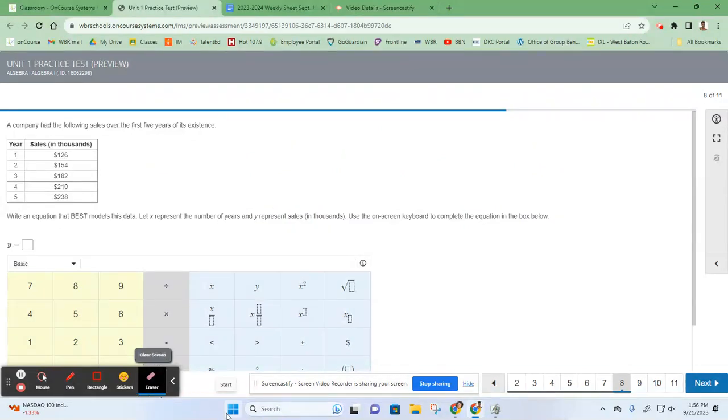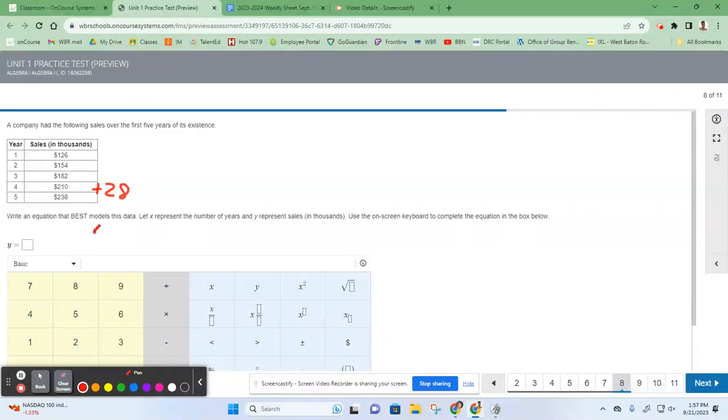All right, next problem. A company has the following sales over the first 5 years of its existence. The years and the sales in thousands. So I want to see how it's changing. So it looks like it's going up probably by the same amount each time. And I'm going to use two of the easier numbers. And I see that it's a plus 28. Each time we're adding 28.